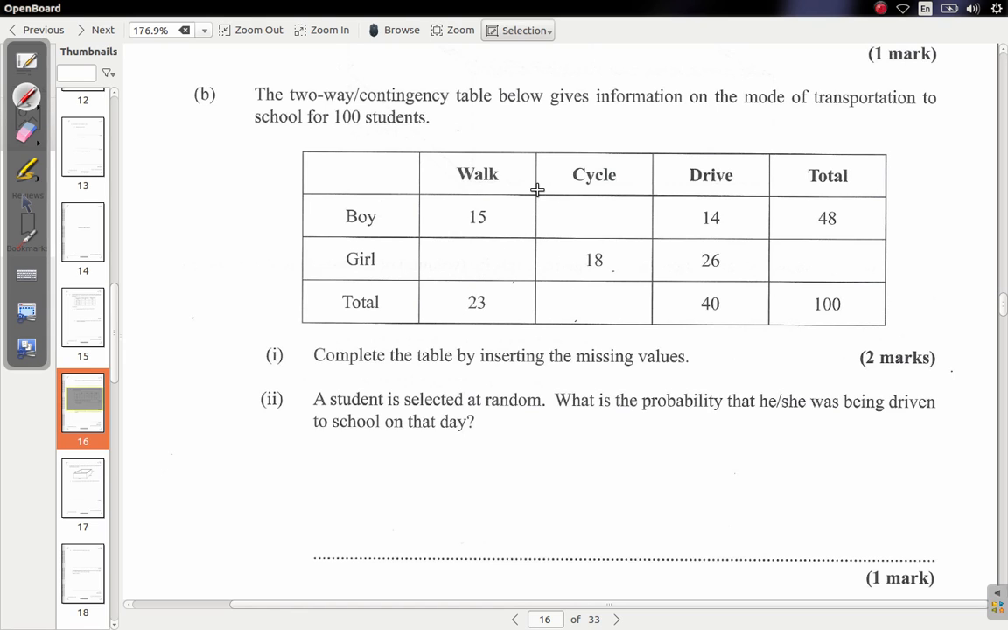But anyway, the two-way contingency table gives information on the mode of transportation to school for 100 students. Complete the table by inserting the missing values.